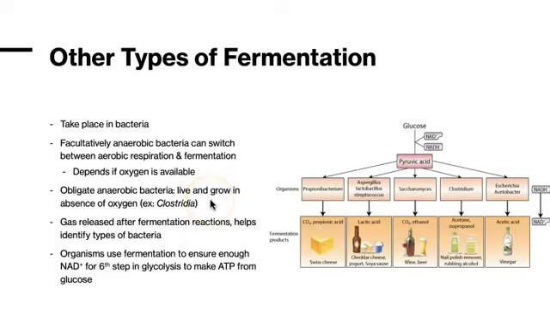So they live and grow in the absence of oxygen, and a genus of bacteria that do this is Clostridia. And gas is released after fermentation reactions, and it really can help us in the lab identify different types of bacteria based on what gas is released. And lastly, we can just mention that organisms use fermentation to ensure that they have enough NAD for that sixth step in glycolysis in order to make ATP from glucose.